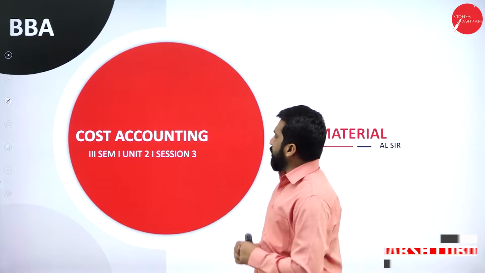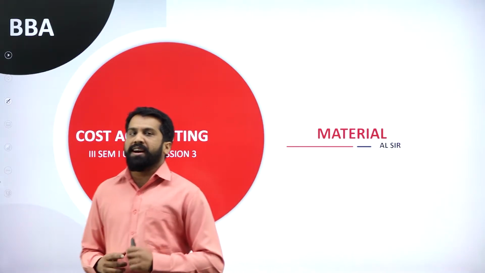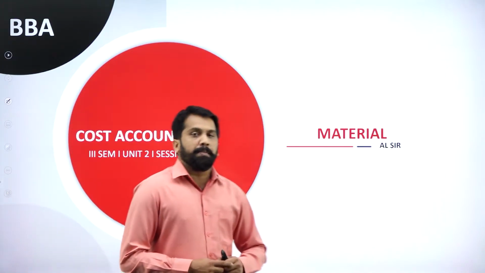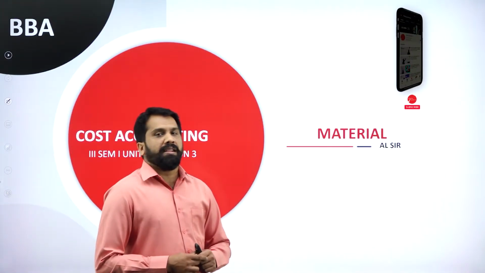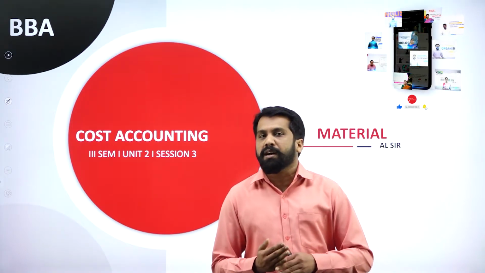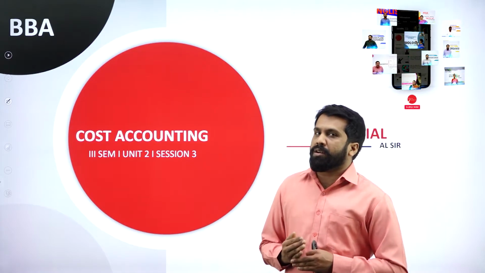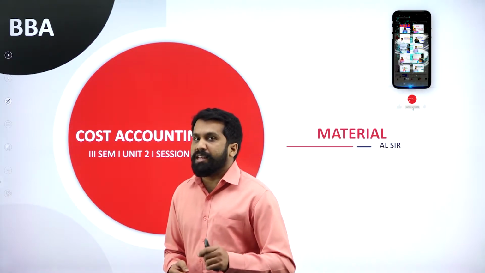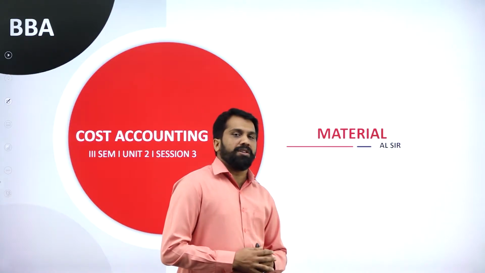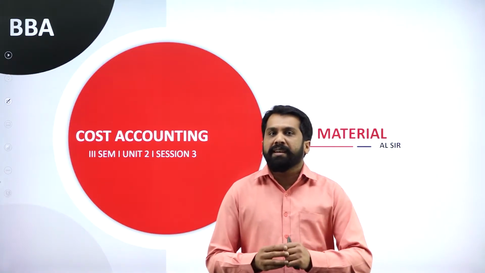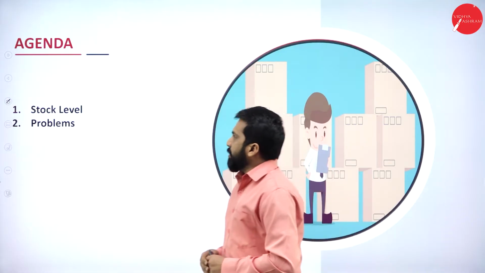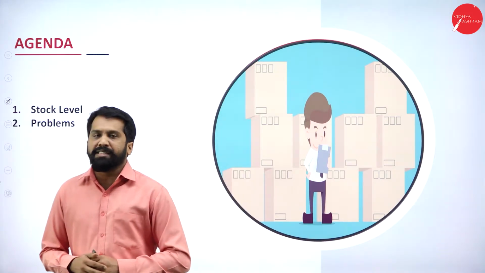We are in session 3 of your topic called Cost Accounting. Under Cost Accounting, we are doing the chapter Material. Now, in Material, as I told you, you have many things to learn: EOQ, Economic Order Quantity, LIFO, FIFO, ABC analysis, and stock level. In today's session, we will discuss your stock level. So your agenda is very simple: stock level as well as problems.